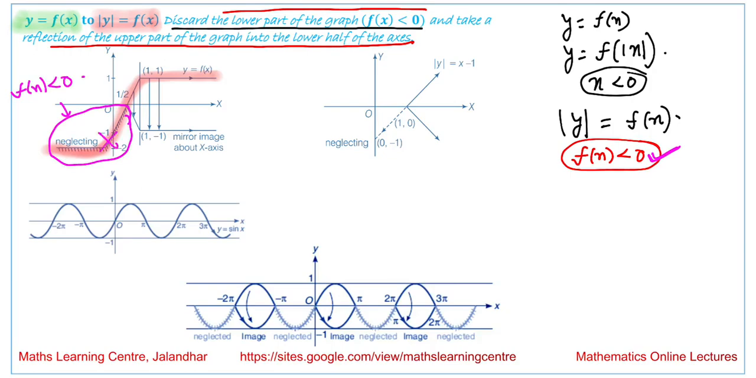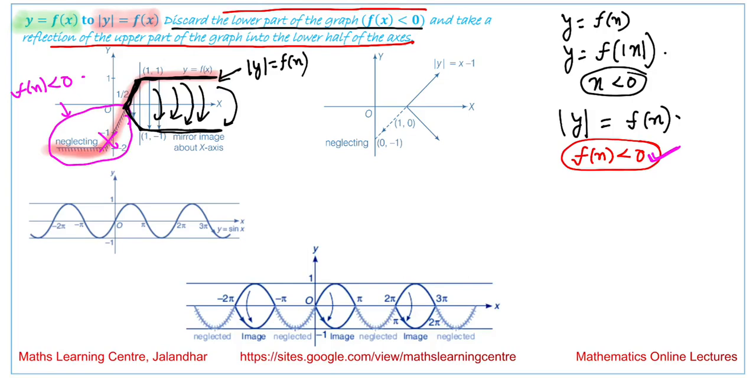After that, we take the reflection of this portion of the graph. We have taken the reflection of this portion of the graph about the x-axis. This is the reflection of this portion over here, and this is the required graph for this whole graph we are talking about. This is the graph of mod of y is equal to f of x.